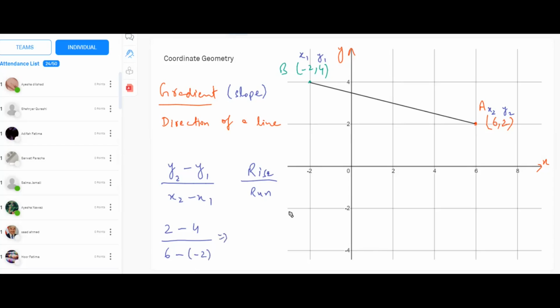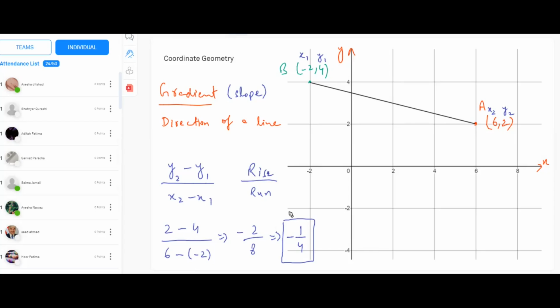Right? So what does that represent? What does that become? It becomes minus 2 divided by 8, which is minus 1 over 4. Minus 1 over 4. That is the gradient of this line. Minus 1 over 4. Now it's coming out to be a negative number, right?